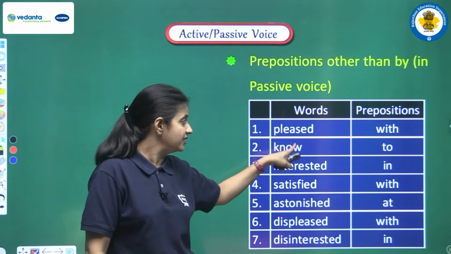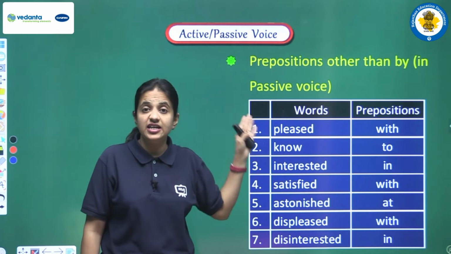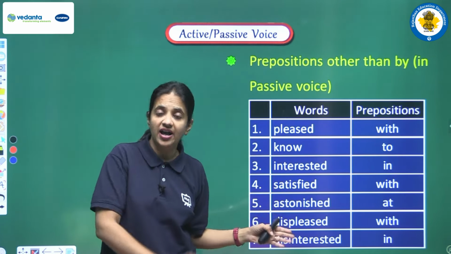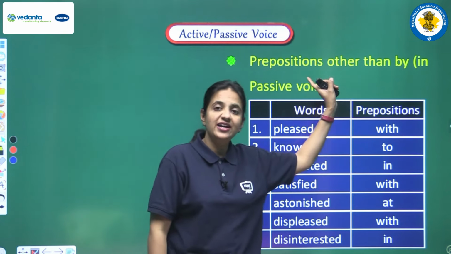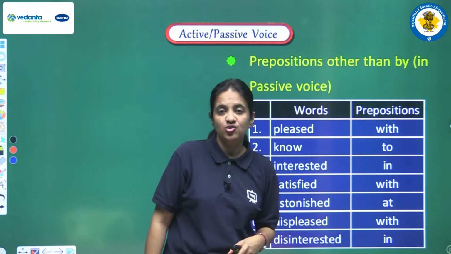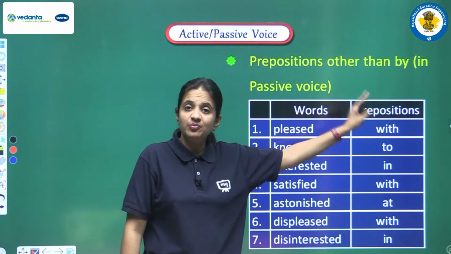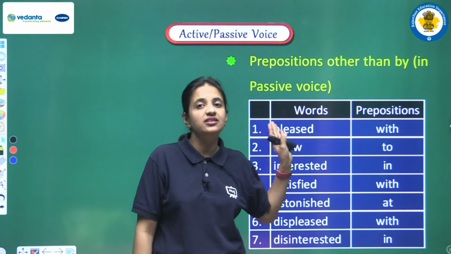We have certain words, and if these words are in our active voice, then with these words we don't write by. With these words we have to write these particular prepositions only. So students, you have to learn this table, all these words and the prepositions that are used with them.